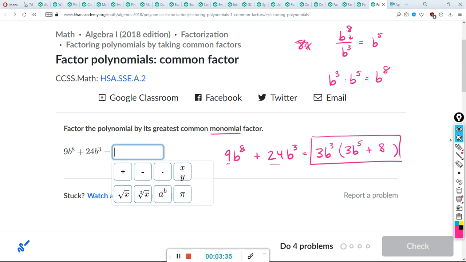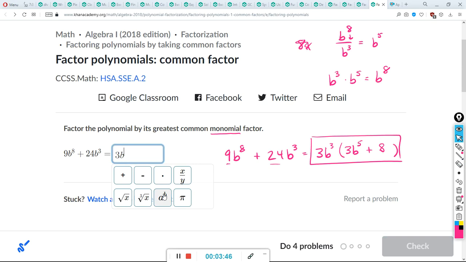So in the box, type 3b to the 3rd. Just type 3b and then hit this right here for the exponent to the 3rd. Click it again to bring the cursor back down and use parentheses. 3b to the 5th. So I'm going to type 3b, click the exponent to the 5th, click again inside the parentheses to bring the cursor down and type plus 8. So that's it.